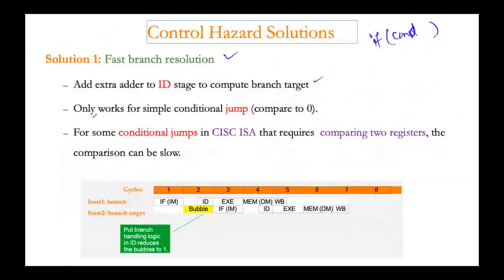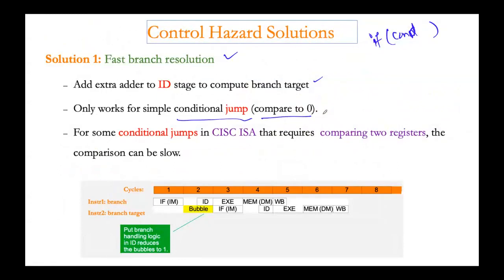The fast branch solution only works for conditional jumps that compare against zero. So only the comparison operation will be done, and no other calculations, such as addition or subtraction, will be done.